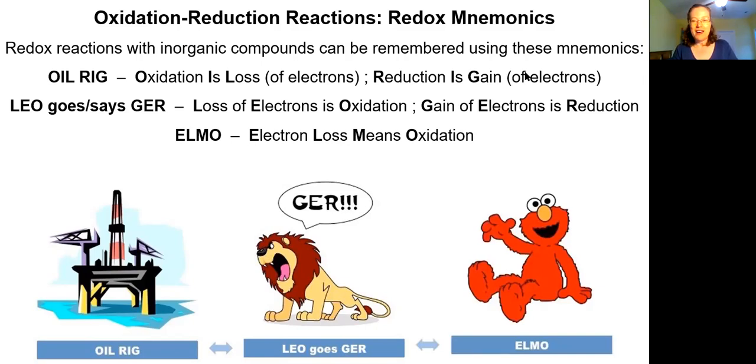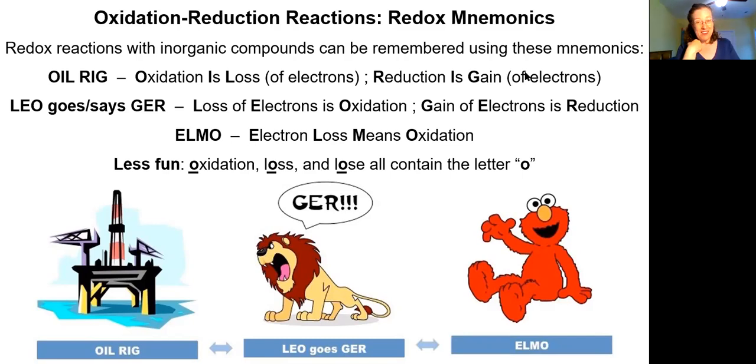The last one, Elmo. Electron loss means oxidation. So if you're a big fan of Elmo, you've got that one. I'm assuming then that you just kind of have to remember that electron gain means reduction. There's no good character to remember. A less fun one that I thought of was oxidation, loss, and lose all contain the letter O. But then that, of course, means that gaining electrons is reduction.